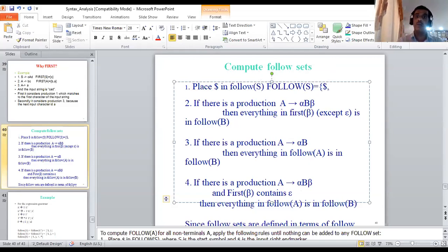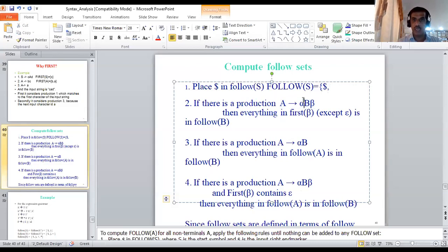Now what other elements can I add to the follow of S here? Please understand, you are finding the follow here. If there is a production of type A tends to alpha B beta, now please try to understand. I'm finding the follow. In case of first, you are looking at the left-hand side of the variable. In finding the follow, you should look at the right-hand side of the variable.